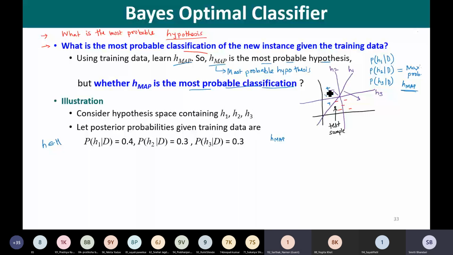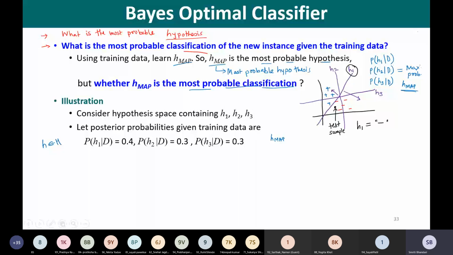Am I asking you a very difficult question? Negative. It is negative. Why? Because towards this we are having positive class, and towards this side we are having negative class. So H1 will classify this sample as negative. Is that correct?